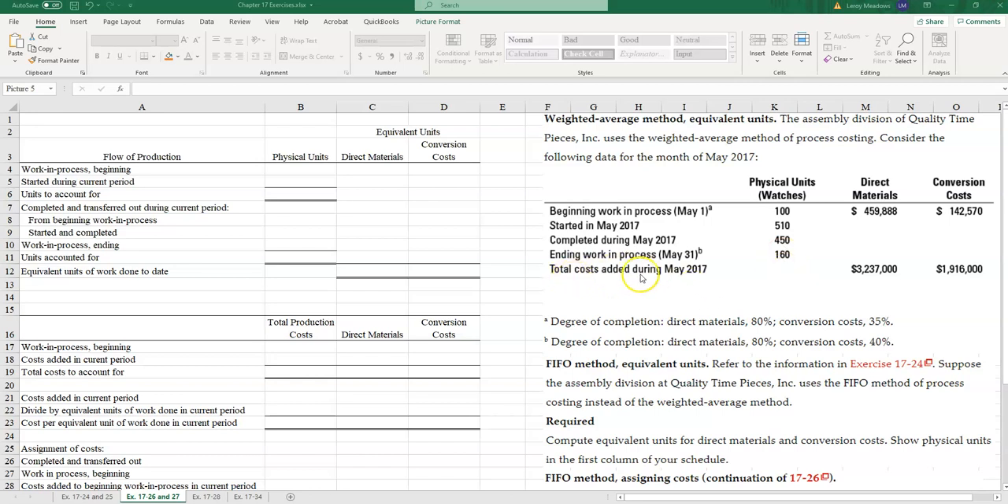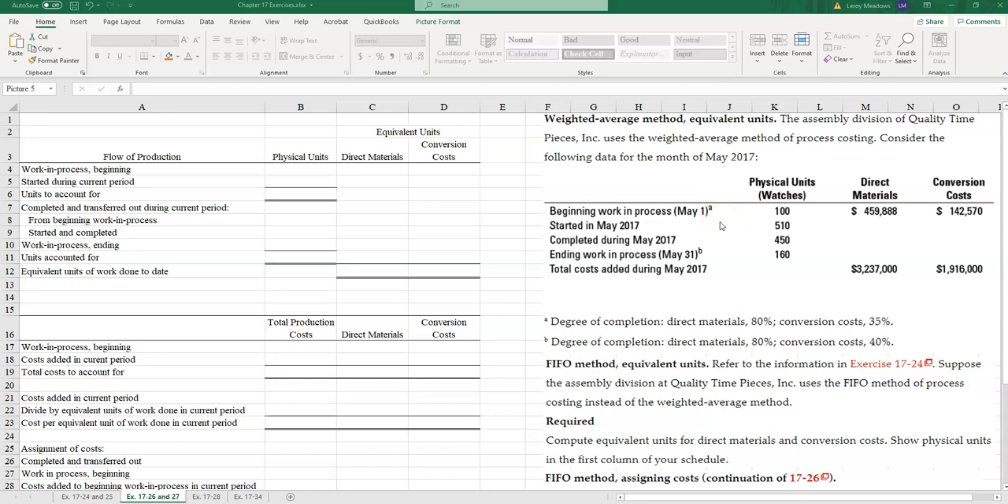And the total costs added during May 2017, $3,237,000. And then for conversion costs, $1,916,000.